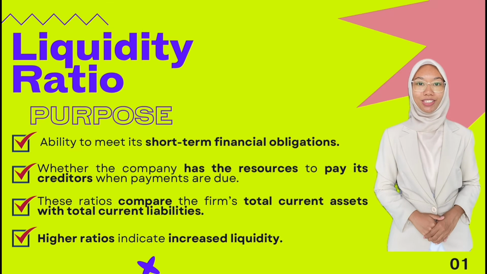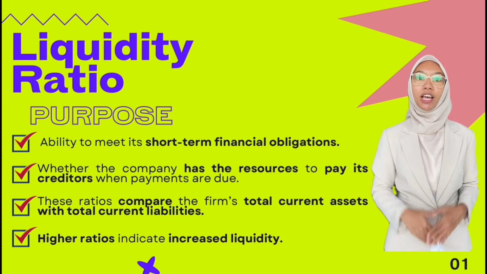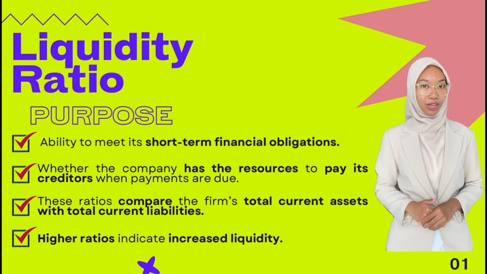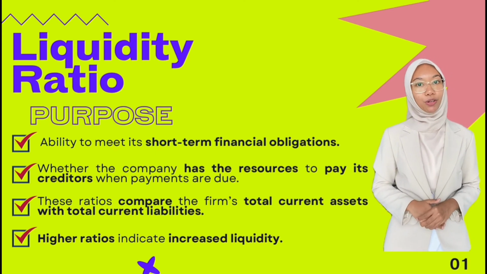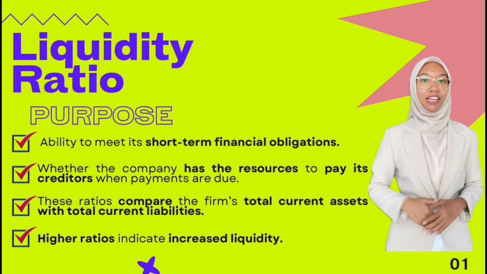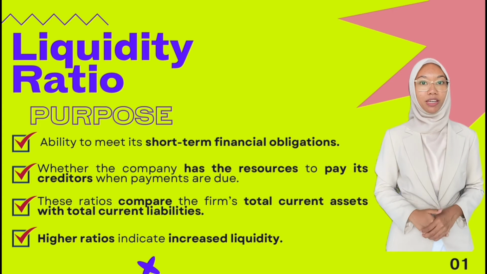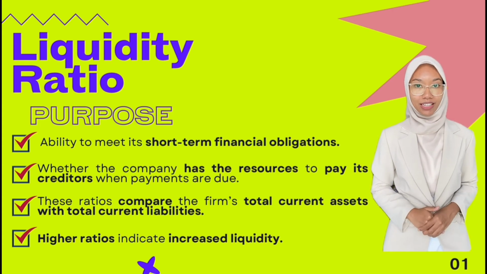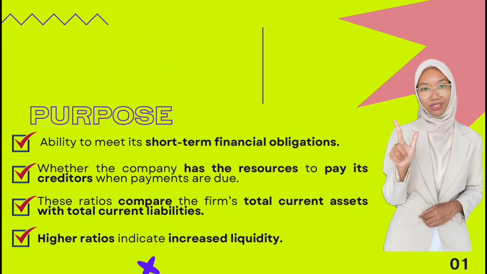First and foremost, liquidity ratio. The purpose is to show a firm's ability to meet its short-term financial obligations, whether the company has the resources to pay its creditors when payments are due. This ratio compares the firm's total current assets with total current liabilities. A higher ratio indicates increased liquidity. The higher the liquidity, the easier it will be for the company to pay their creditors on time and vice versa. The two commonly used liquidity ratios are the current ratio and quick ratio.